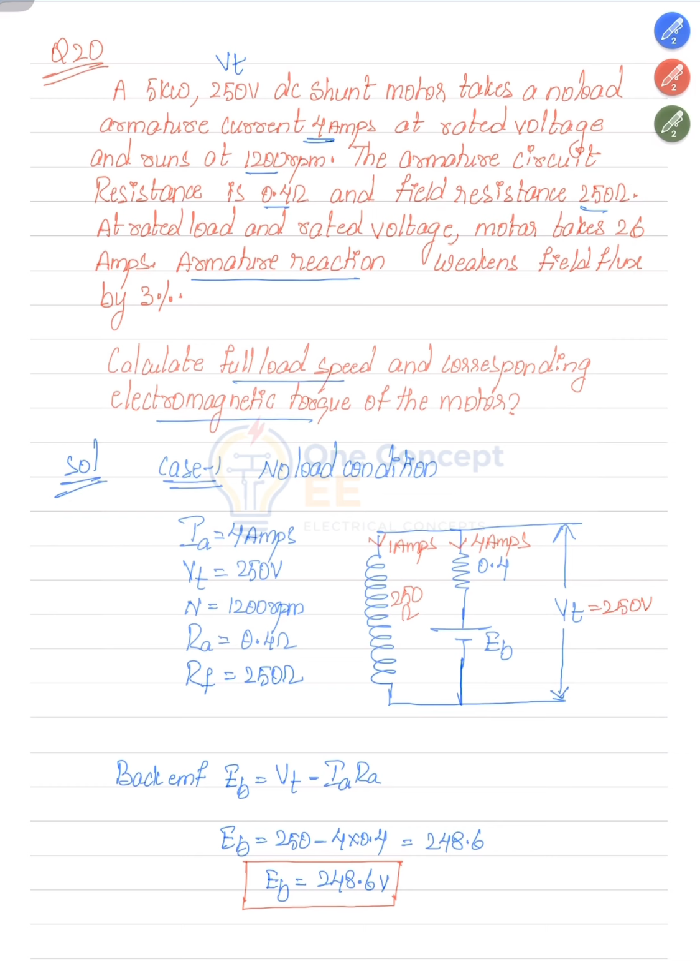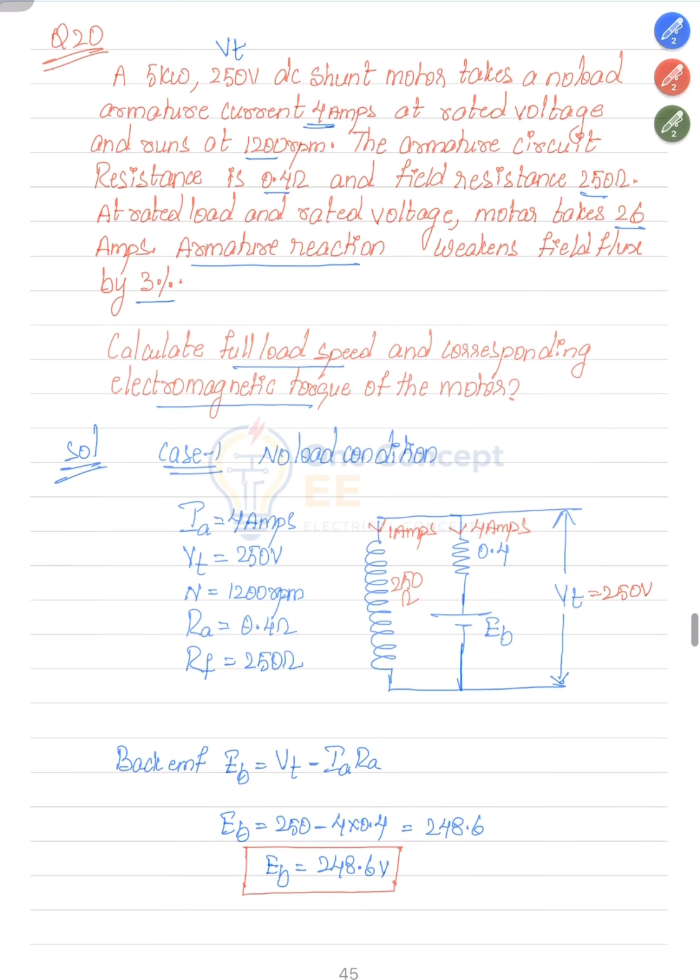At rated load and rated voltage, the motor draws 26 amps full load current. Armature reaction weakens the main field flux by 3%. In this condition, they are asking to find the full load speed and the respective electromagnetic torque of the motor.